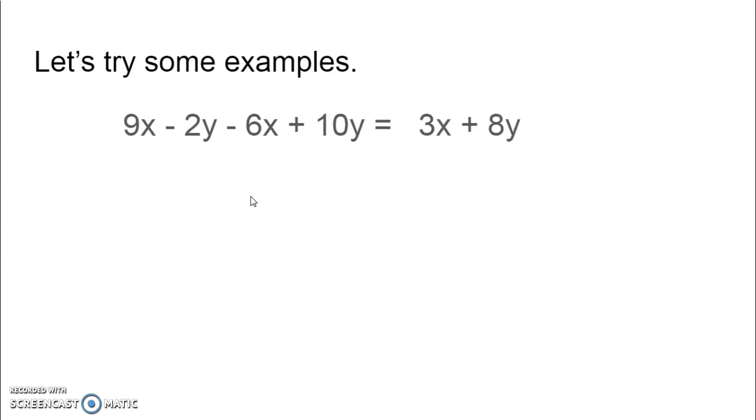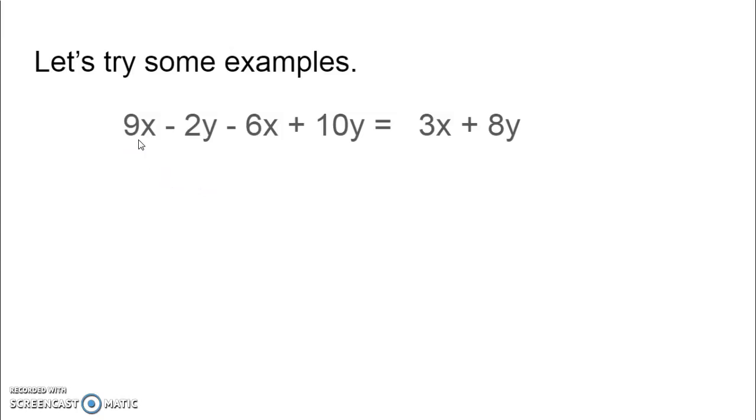All right, so when you combine them, you can think about it as 9x minus 6x, so that's going to be 3x. And you've got a negative 2y and a positive 10y, which gives you an 8y. Did you hear how I said that two different ways? This time I said it as 9x minus 6x. And this time I said it's negative 2y plus 10y. It doesn't really matter. That's really the same sort of thing.